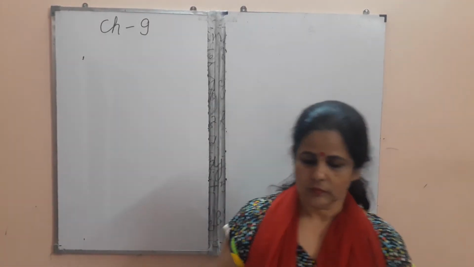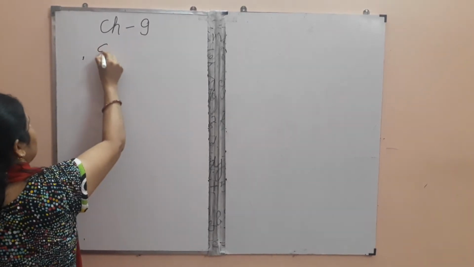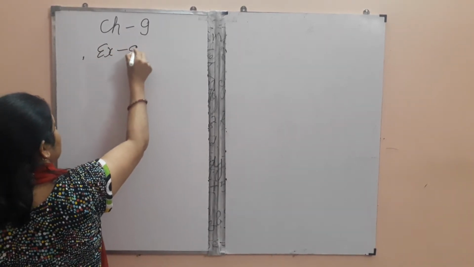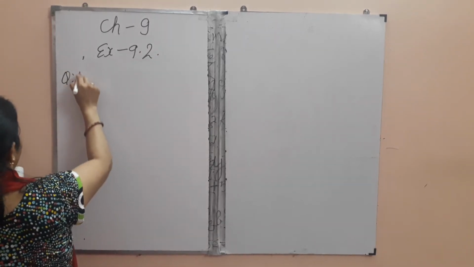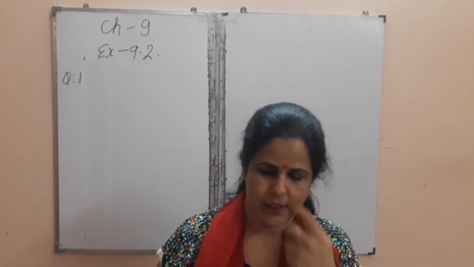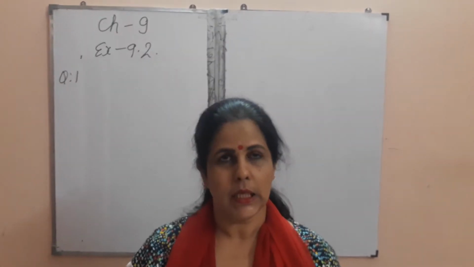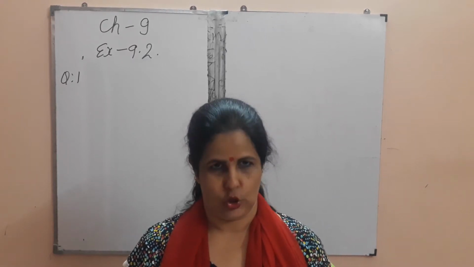So exercise number 9.2. Question number 1. Question number 1 is: state whether L is a transversal for all the lines or not.